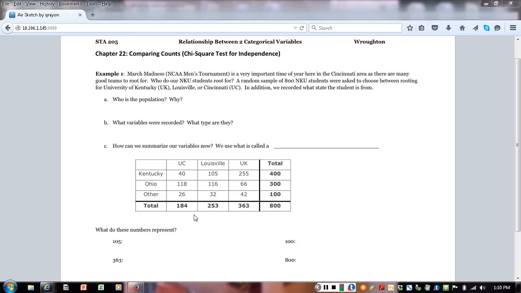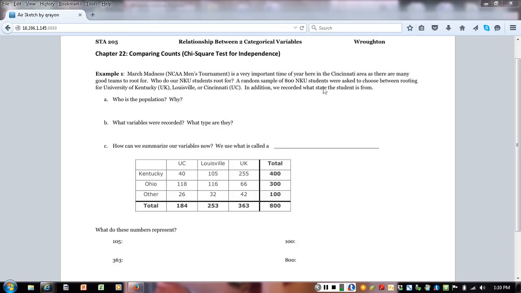So I took a random sample of 800 NKU students and I asked them to choose between rooting for one of the following teams: either the University of Kentucky, Louisville, or Cincinnati. In addition, I also recorded what state the student is from. So first, still going back to our who, what, when notes, we've got to figure out who our population is and what variables we actually have. So who is my population?